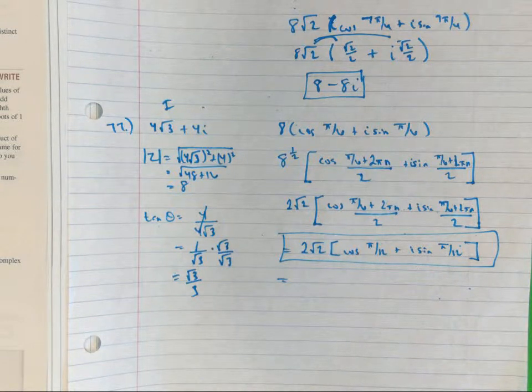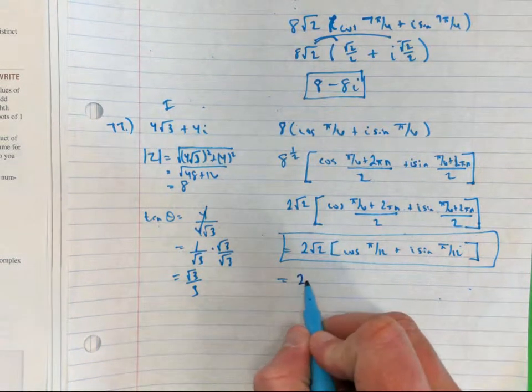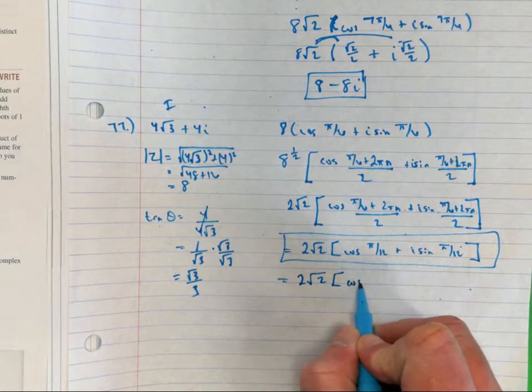Okay, now I got 13 pi over 6. Now I divide that by 2. What is that going to be? There's your next answer, and those are your answers.